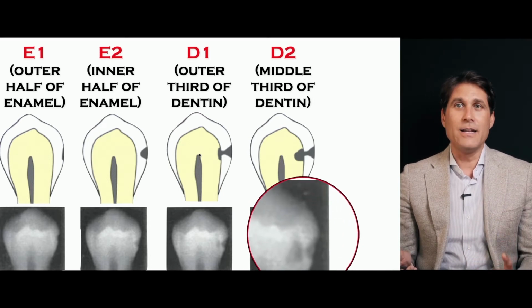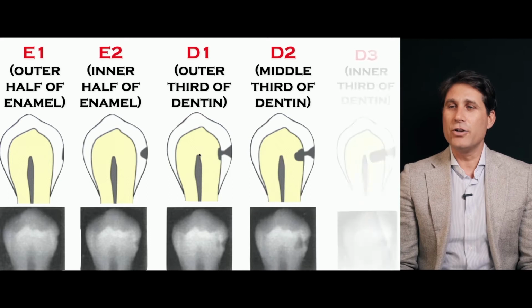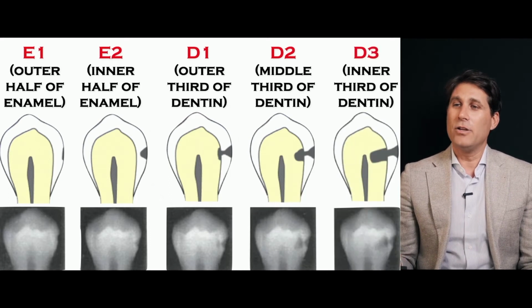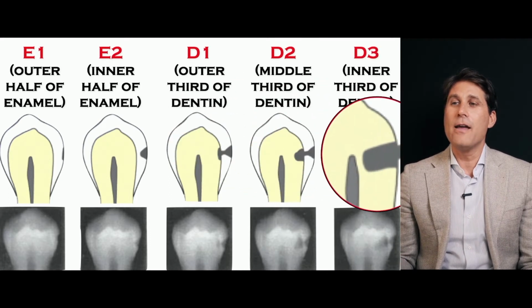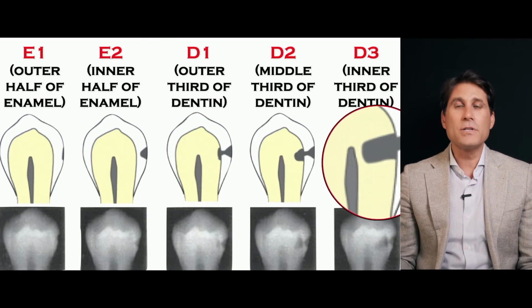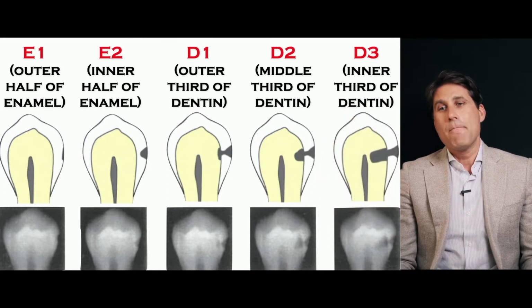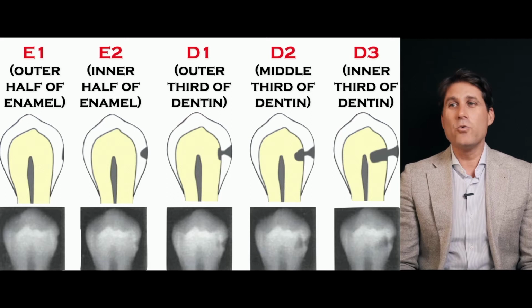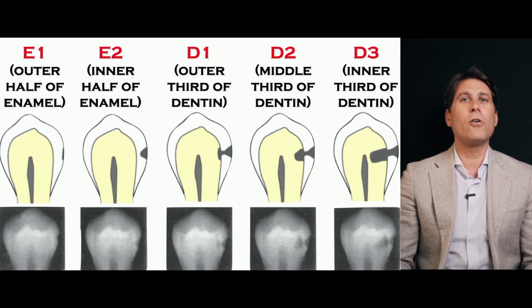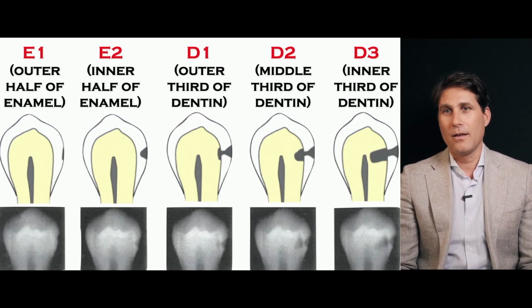frank appearance of dentin involved, and the D3 lesion, in which the stage is in the inner third of dentin, approximating the pulp chamber. Most of the cases in D2 and D3, but sometimes in D1, are already cavitated lesions.